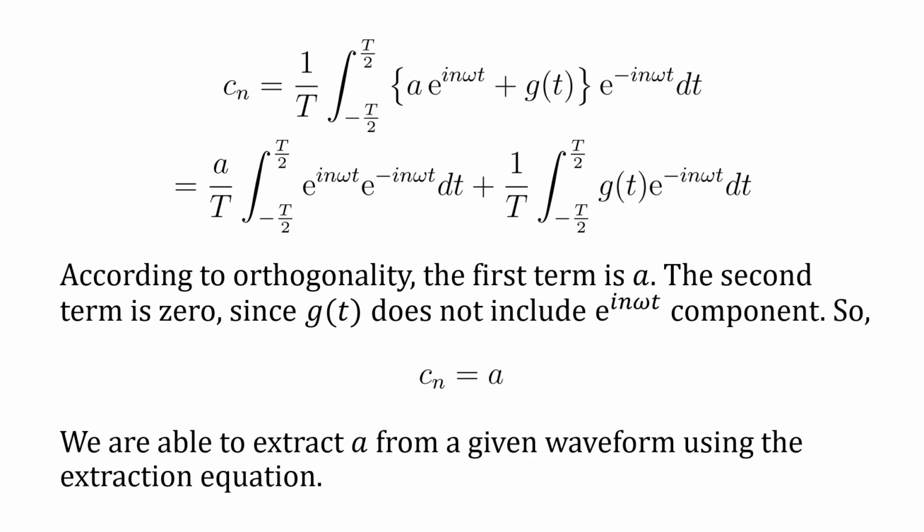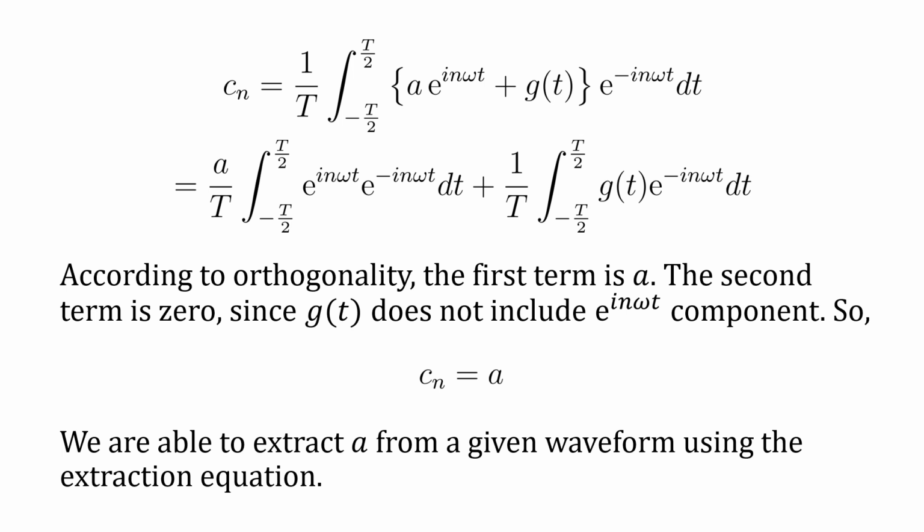Cn is equal to 1 over T multiplied by the integral of a multiplied by e^(inωt) plus g(t), multiplied by e^(-inωt) from negative T over 2 to T over 2, which is equal to a over T multiplied by the integral of e^(inωt) multiplied by e^(-inωt) from negative T over 2 to T over 2, plus 1 over T multiplied by the integral of g(t) multiplied by e^(-inωt) from negative T over 2 to T over 2.